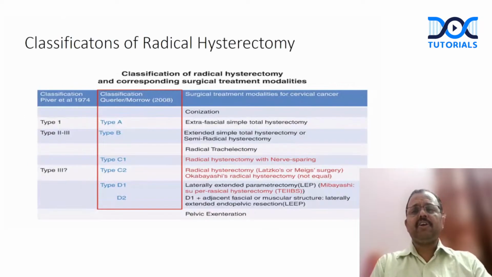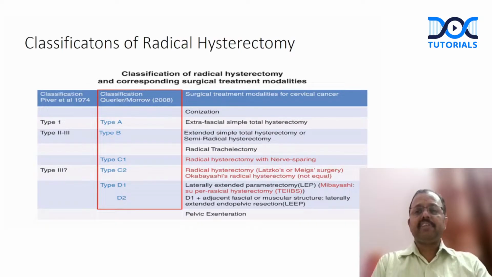Now, these are the common classifications that are in use that you should all remember. When you are asked a question on radical hysterectomy, the commonest one that is still in vogue and still practiced is the Piver et al. classification, mentioned as early as 1974.